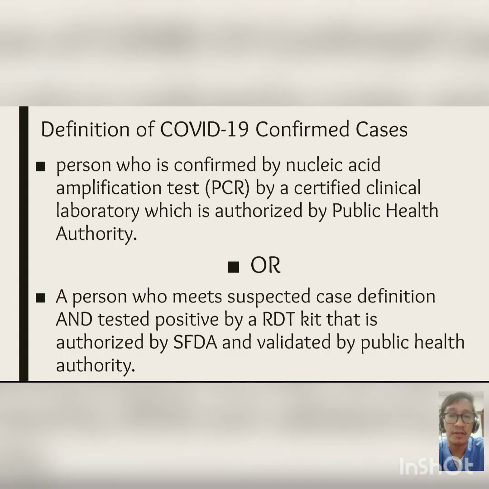If we have definitions of a suspected case of COVID, we should also know what a confirmed COVID-19 case is. A confirmed COVID-19 case is a person who is confirmed by a nucleic acid amplification test, or PCR, by a certified clinical laboratory which is authorized by public health authority, or a person who meets the suspected case definition and tested positive by an RDT kit that is authorized by SFDA and validated by public health authority. RDT is a rapid diagnostic test. It is a medical diagnostic test that is quick and easy to perform.